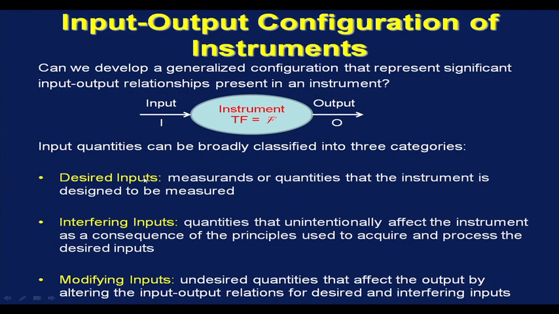Desired inputs: we define desired inputs as the quantities that the instrument is designed to measure. So, the instrument has been designed to be sensitive to desired inputs only. Interfering inputs are quantities that unintentionally affect the instrument as a consequence of the principles used to acquire and process the desired inputs. And modifying inputs are undesired quantities that affect the output by altering the input-output relations for desired and interfering inputs.